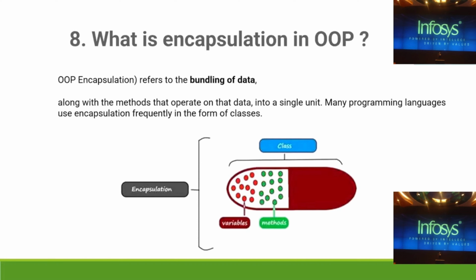So the eighth question: what is encapsulation in the OOPS concept? Encapsulation is binding data along with the methods that operate on that data into a single unit. You can see classes, variables and methods, all in a single unit. That is encapsulation. In OOPS, many programming languages use encapsulation frequently in the form of classes. So you can remember this definition and explanation.